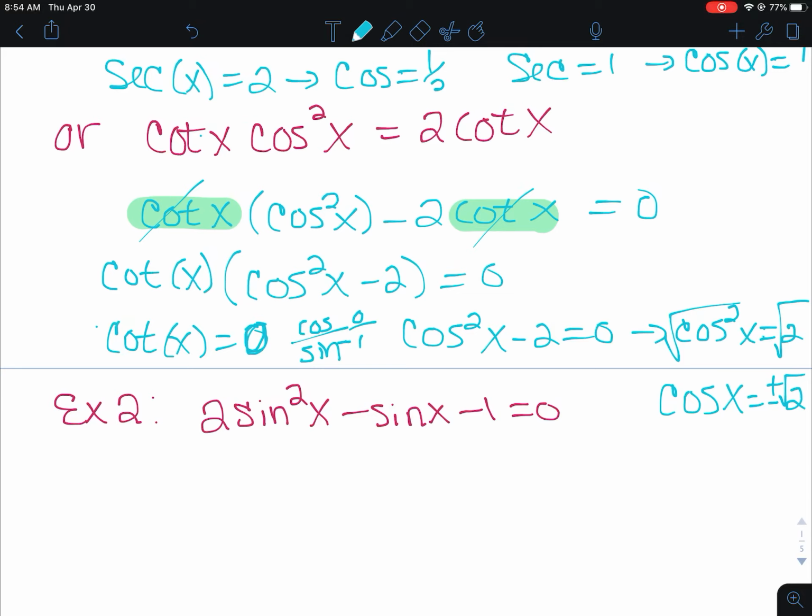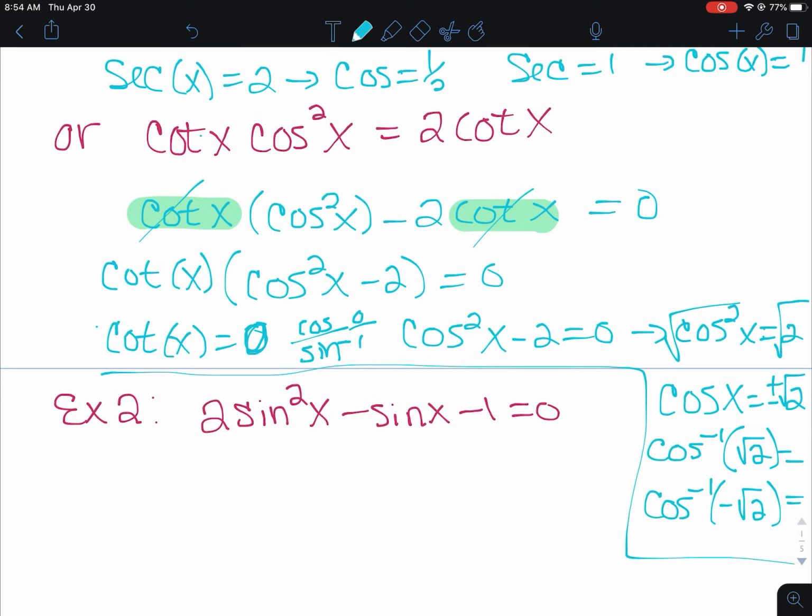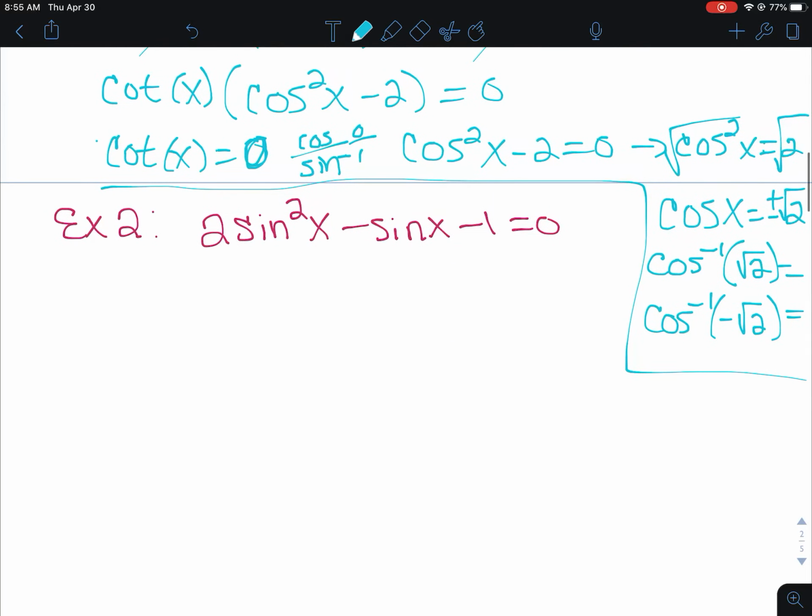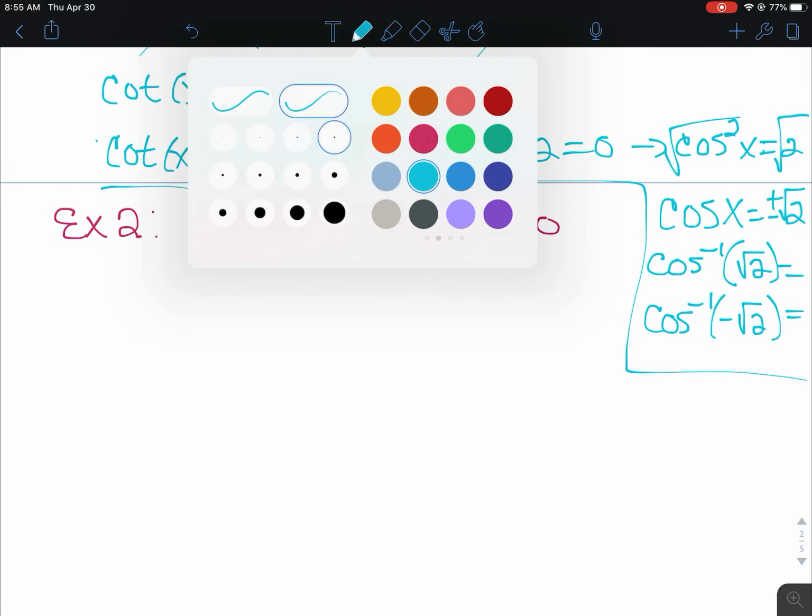But the square root of 2 doesn't actually show up on the unit circle, right? So this is where you'd use your inverse functions like we did before. Cosine inverse of the square root of 2 and cosine inverse of negative square root of 2 would give you two x values there. And truthfully, you can use that all the time with your calculator, but I think it's a lot easier to look at your unit circle.